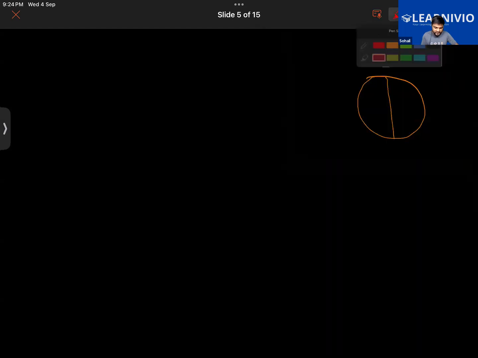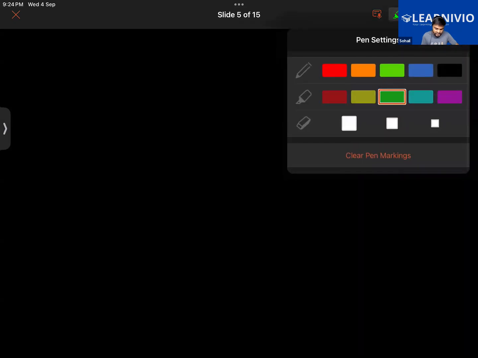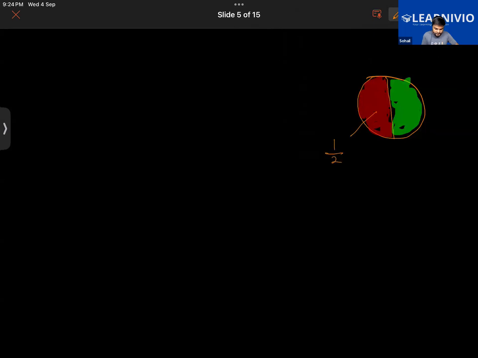Say one of them is, let's say, the red part, and another one is the green part. So this is 1 out of 2. Fraction is basically a part of a whole. This was the whole piece of a cake, and when it is divided into equal parts, like 2 parts, each part is called a fraction, and it is represented in this manner: 1 out of 2 parts. How many parts are there? There are 2 parts, and I'm talking about this red one, so it is 1 out of 2.